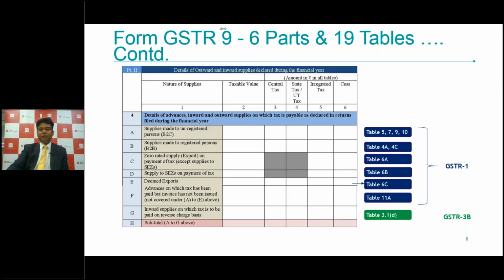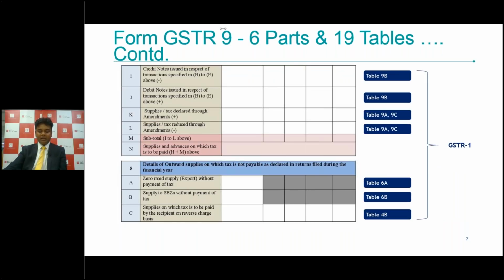Now, if you move a little forward, which is again continuing with serial number 4, the second part of the return, you also need to report the credit notes. Credit notes are, of course, for price adjustment, and the debit notes too, because what we are trying to arrive at is the value on which tax was supposed to be paid. Now, column number K and L is very interesting. Look at column number K and L. K and L is all about the amendments.